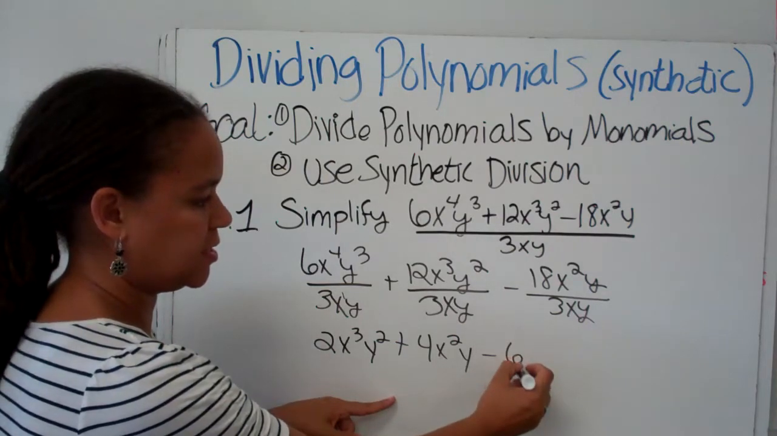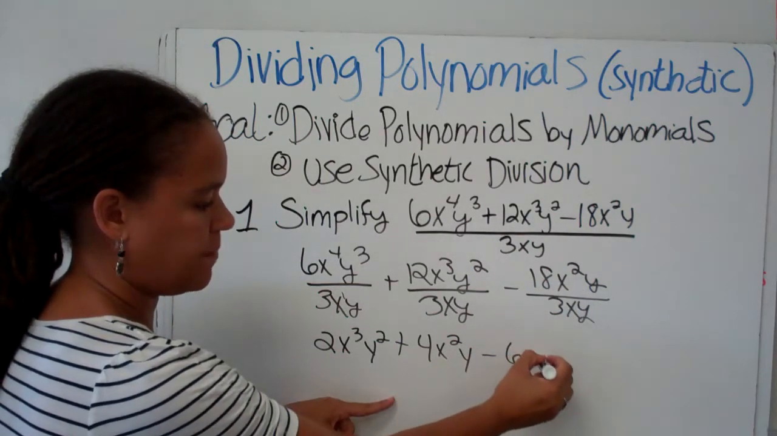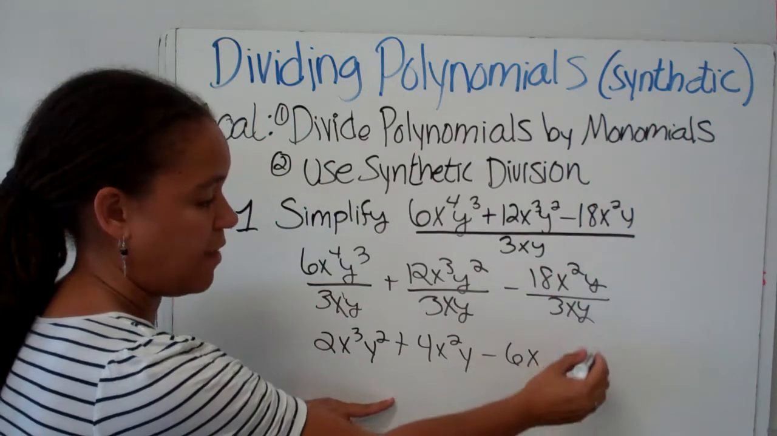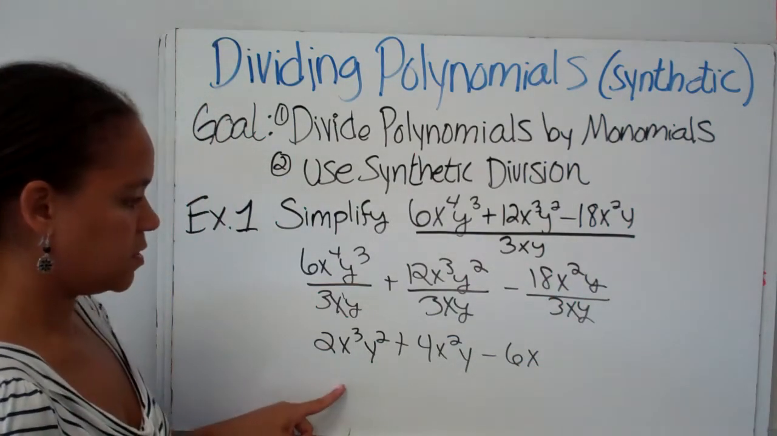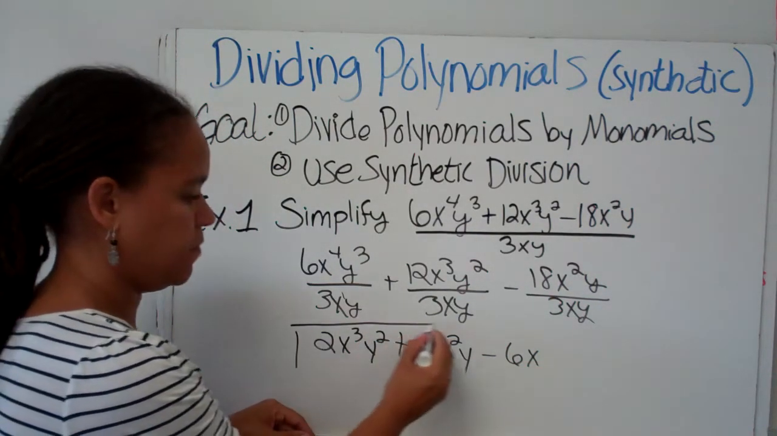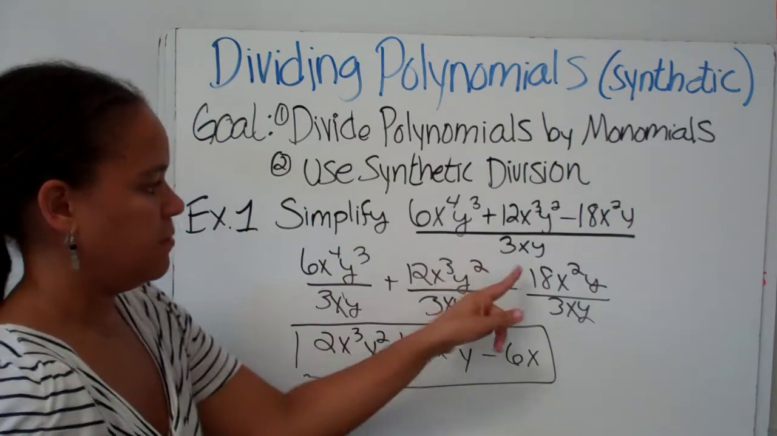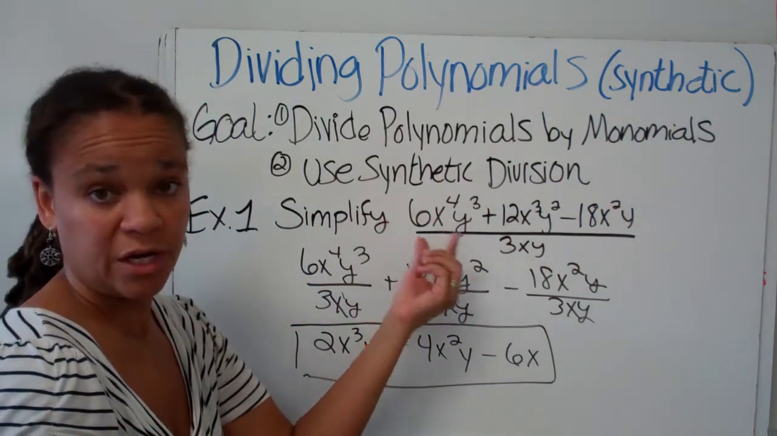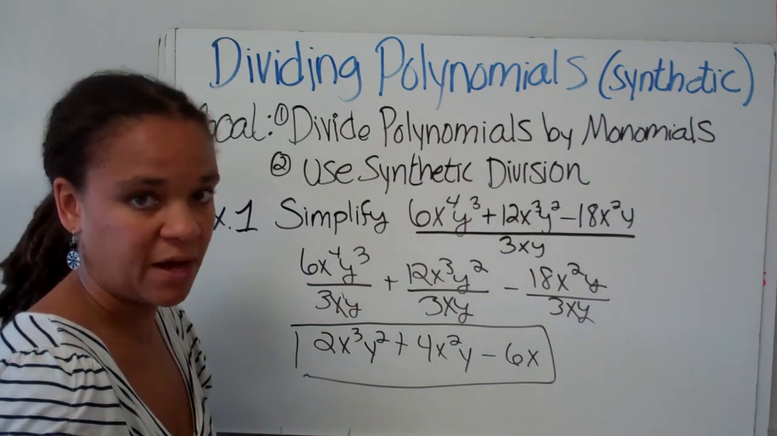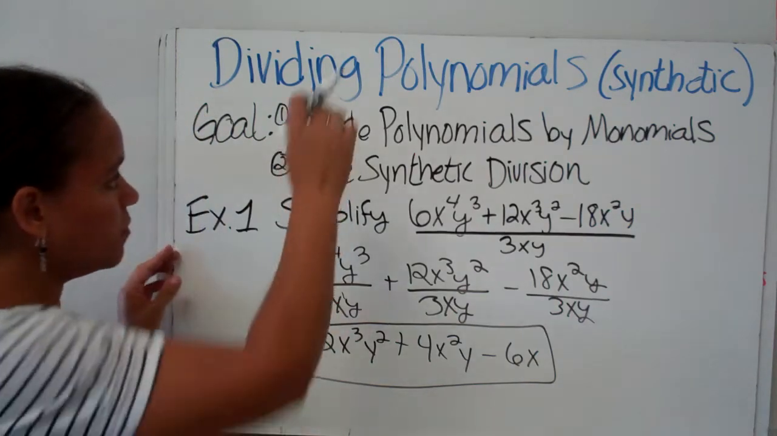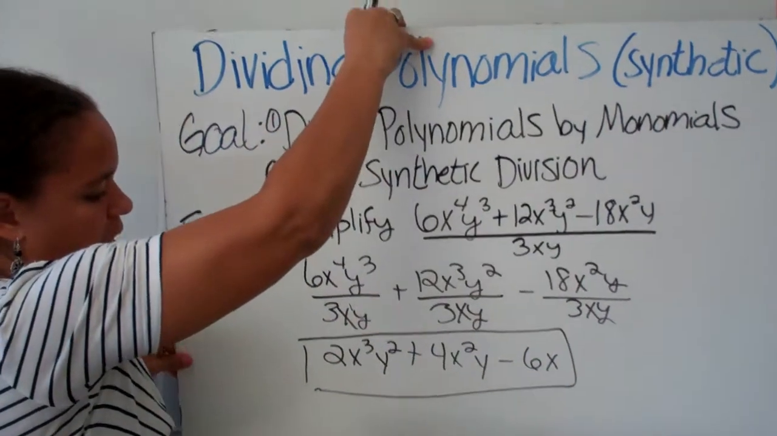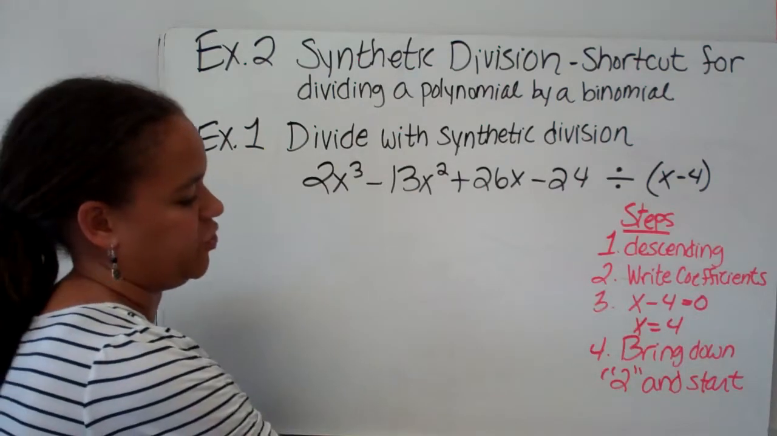Minus 6. We have x up top because 2 and 1. And the y's are going to cancel out. So this is what we would be left with. Really, you just put your denominator under each term in the numerator and simplify. Simple as that. Okay. Now let's get into synthetic division.